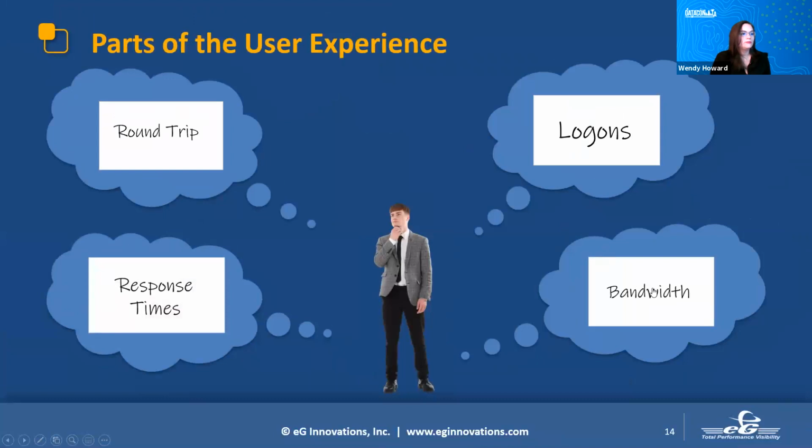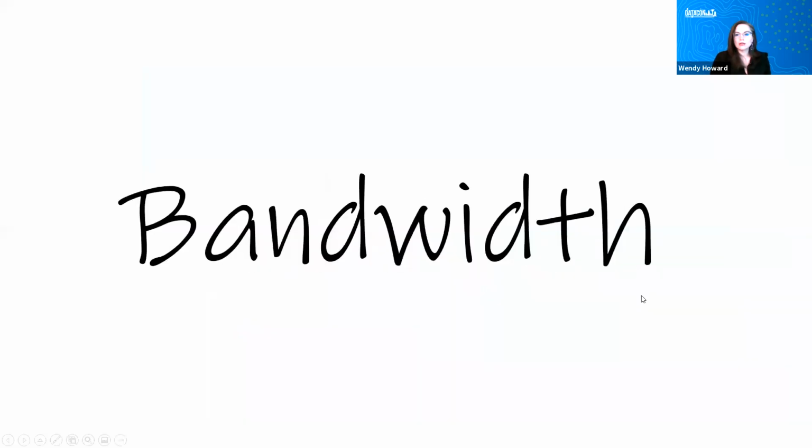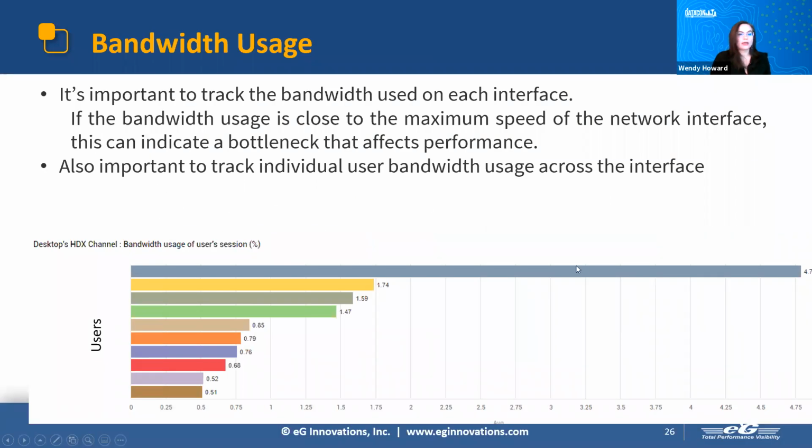Next, we have bandwidth. It's important to track bandwidth on each interface and by user. If your user is taking up all the bandwidth in your infrastructure, you need to know. You need to know the percentage of usage that they're taking up. So it's important to track individual users and then also combine those as well in your intranet.